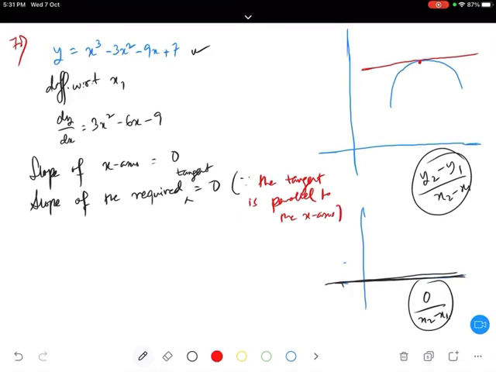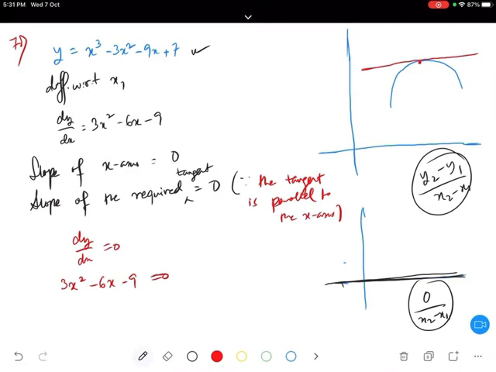So what will I write? dy/dx = 0. Slope of the tangent is equal to 0 means dy/dx = 0. So what do you get? 3x² − 6x − 9 = 0. Now you get a quadratic equation, and now you can easily find the value of x.